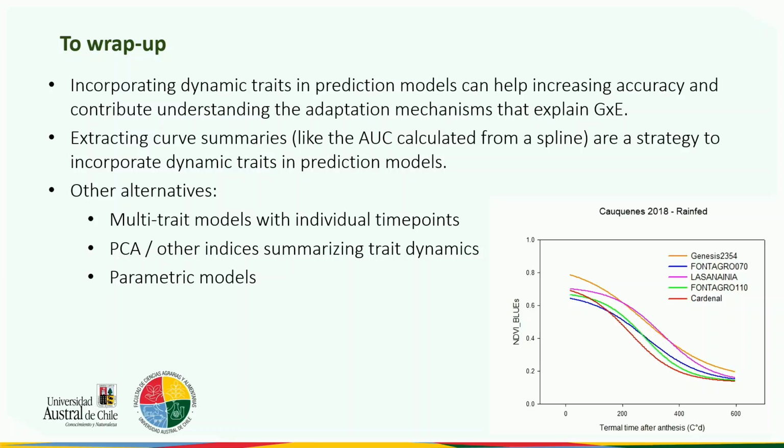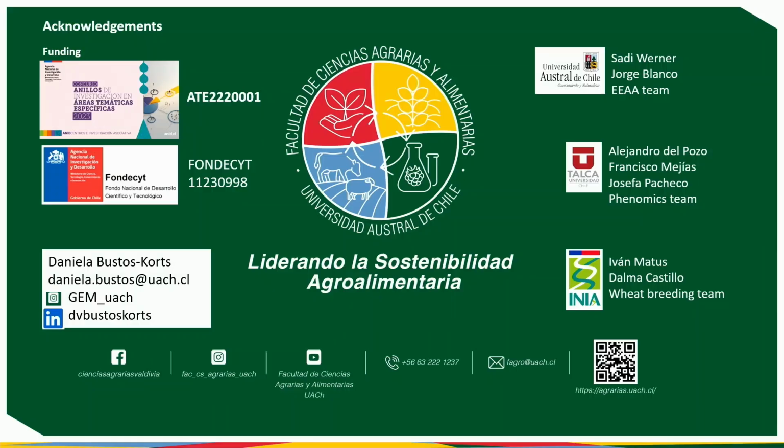There are many others. For example, multi-trait models with individual time points instead of the summary. We could summarize time with PCA or other indices, or parametric models like they did before. For example, maybe after all we go back to parametric models. We need to check, although their convergence was not so nice. And obviously incorporating multi-trait and multi-environment models, I think all the kernel methods that Fred was presenting this morning, for example, could be a nice way forward.